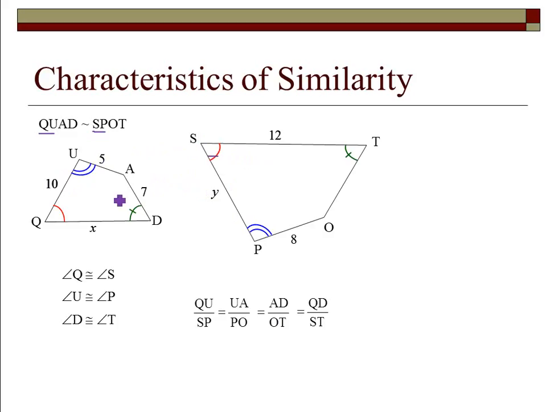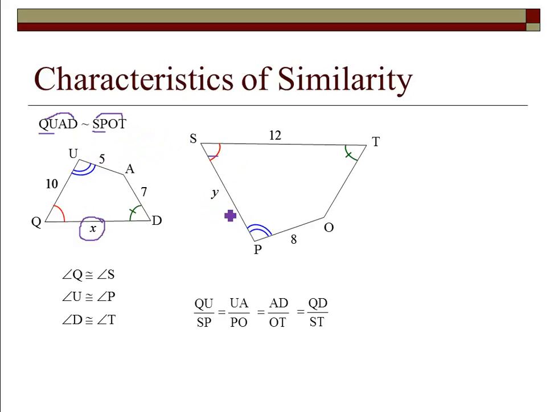Let's first start with x. If I'm going to find the length of x, then I need to find what it matches on the other figure. Notice how I have the red and the green matched here. It matches the red and the green on the other side. Or I can look at my description of the similarity: QD matches ST. So I'm going to do QD over ST, and then I'm going to have to find something else to match up.